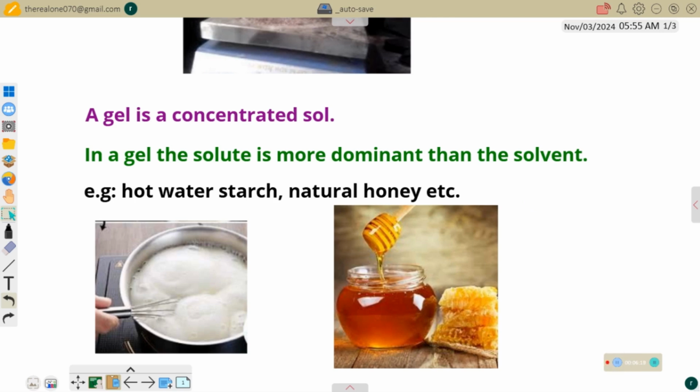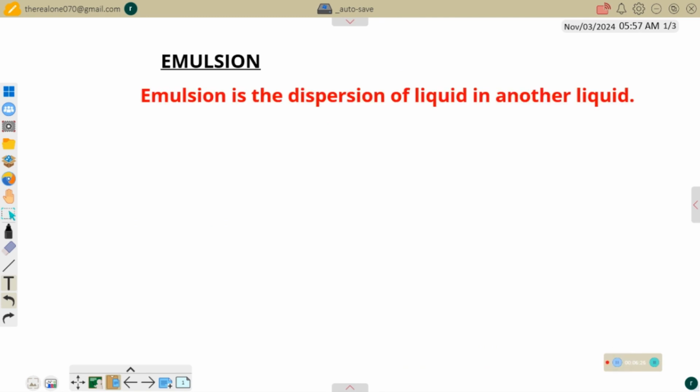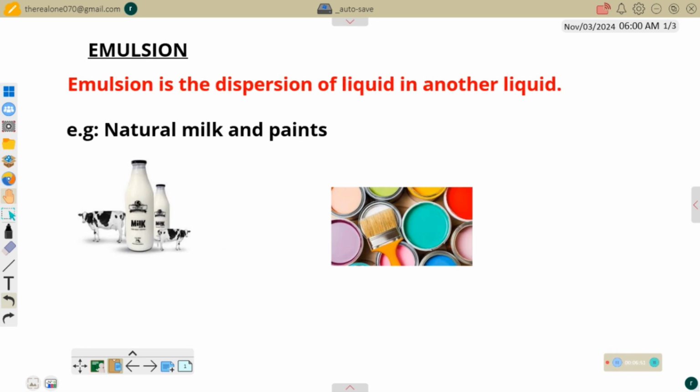Next, we talk about emulsion. Emulsion is the dispersion of a liquid in another liquid. Examples of such colloidal dispersion are natural milk and paints. So, natural milk is the dispersion of butter fat inside dilute sugar solution, while paint is the dispersion of color solution inside water or alcohol.